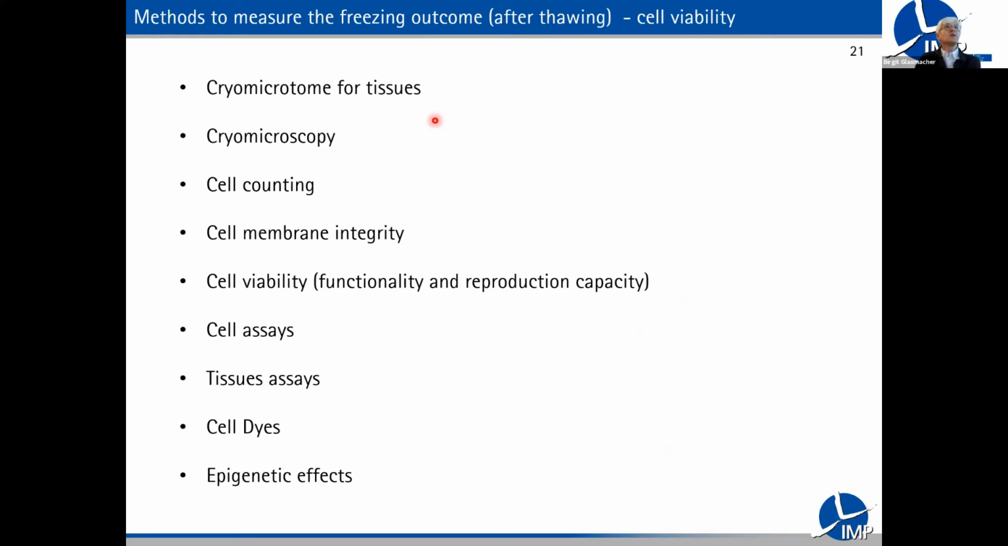Good. Now, how do we know whether our cells survive our freezing and, of course, thawing procedures? For this, I would like to show you some of these methods, and a lot of them you have already heard about in the talks before. So let's start with the cryomicrotome. Cryo microscopy was already mentioned, and then we have cell counting. I mentioned the cell membrane integrity that Gloria already discussed in her talk, and go up to the epigenetic effects that we already mentioned in the talk before.